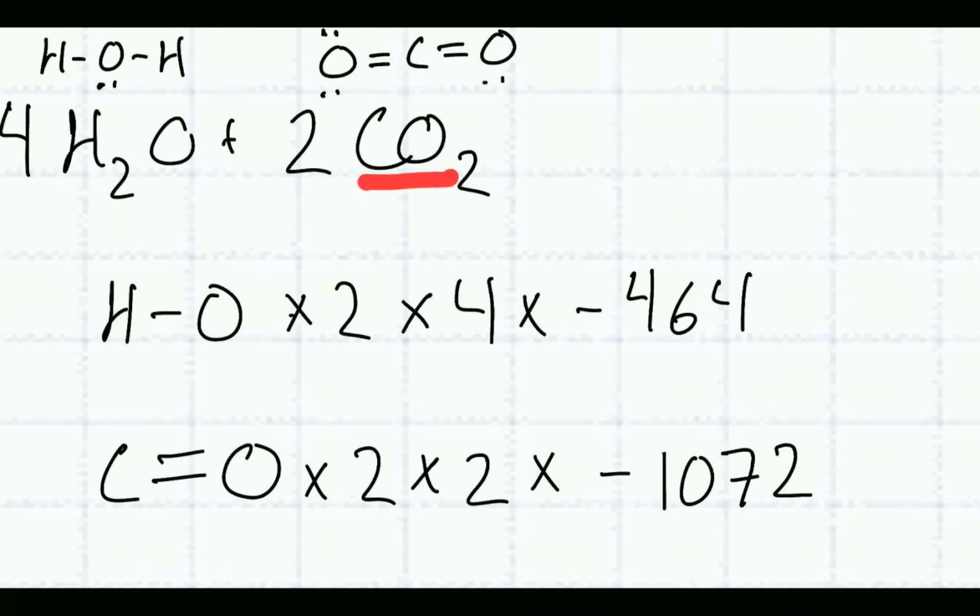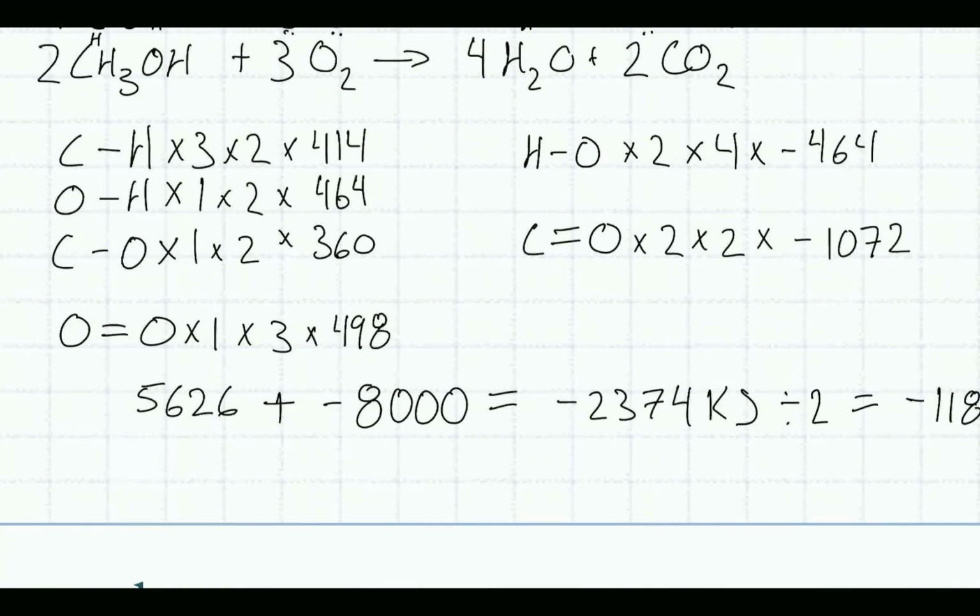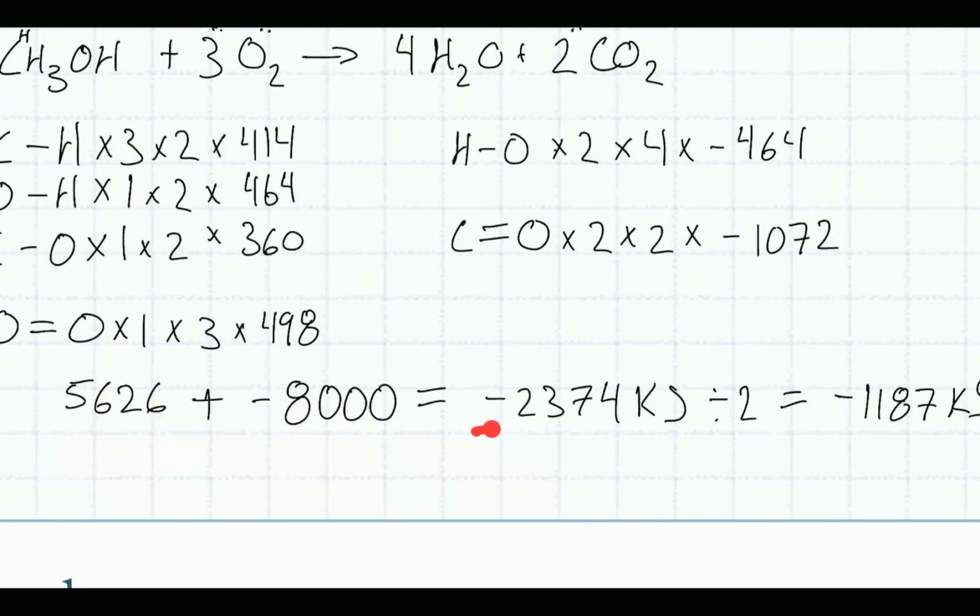And then for the carbon dioxide, again, 2 carbon-oxygen double bonds. So carbon-oxygen double bond times 2 carbon dioxides times the bond energy to break or to form 1 carbon-oxygen double bond. And then I just did all of this multiplication and added those together, and that gave me negative 8,000. Do all this multiplication and add those together, and it gives me 5,626. Adding those together gives me negative 2,374.